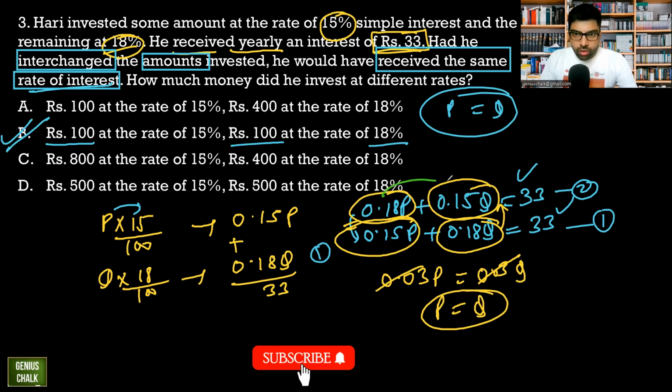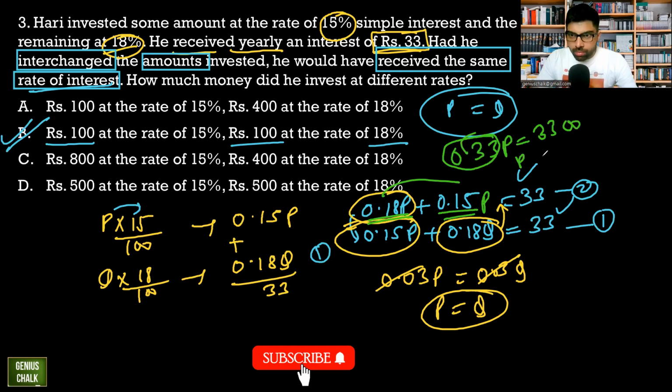So P equal to Q, if you put it, suppose the first equation. So this is 0.18P plus 0.18Q. Now this is also becoming P, because P and Q are the same. So I can put it like this, P. So this becomes 0.33P is equal to 33. That means what is 0.33? 33%. 33% is 33. So what is the P value? P value will be 100. So that's why Q value is also 100.